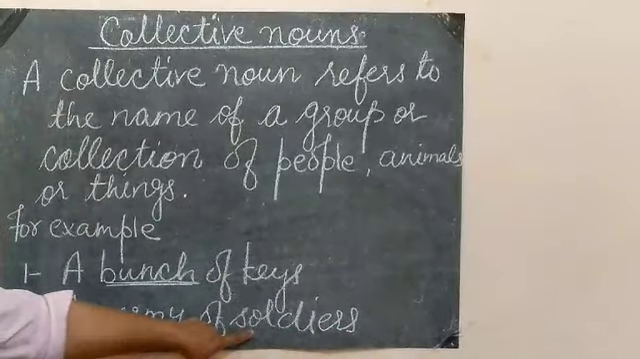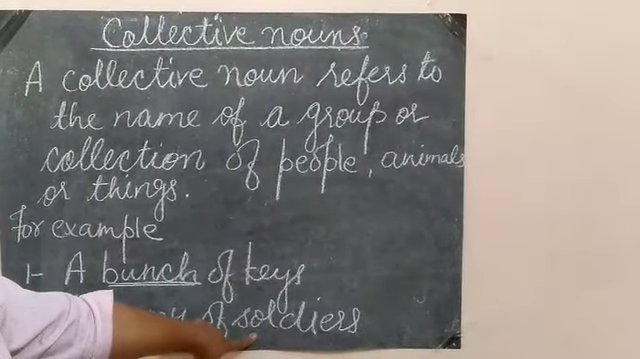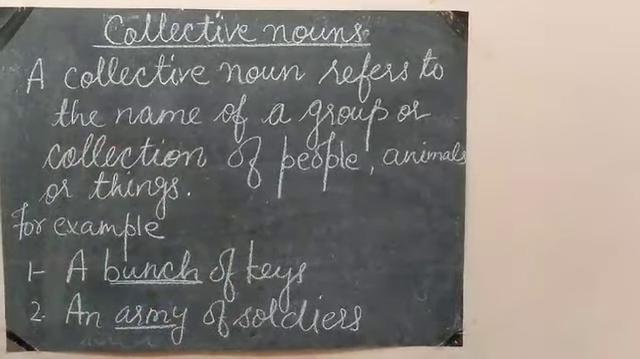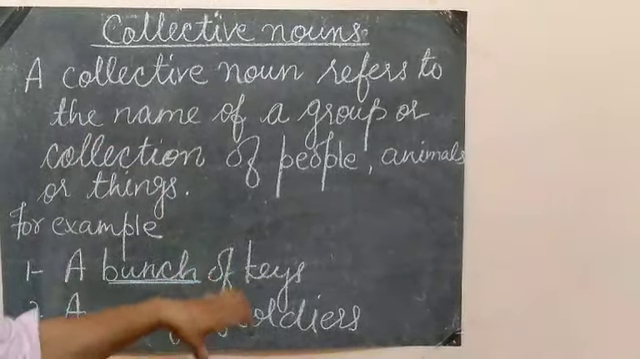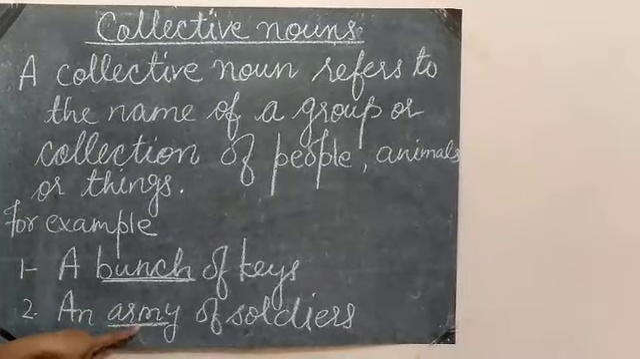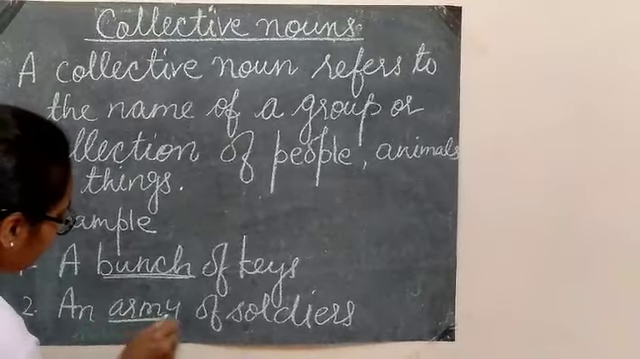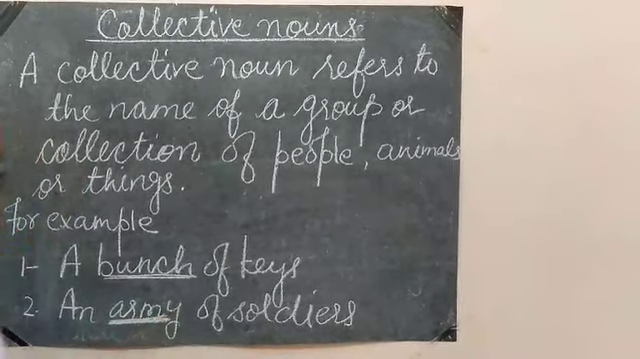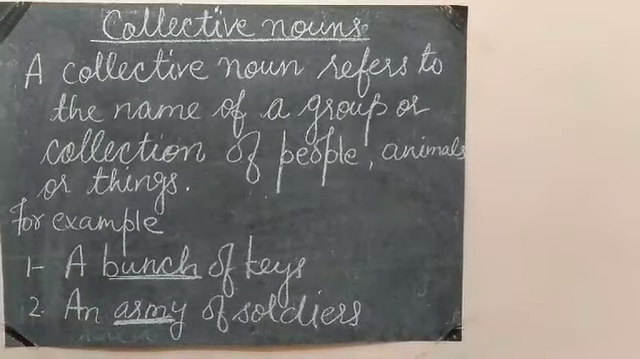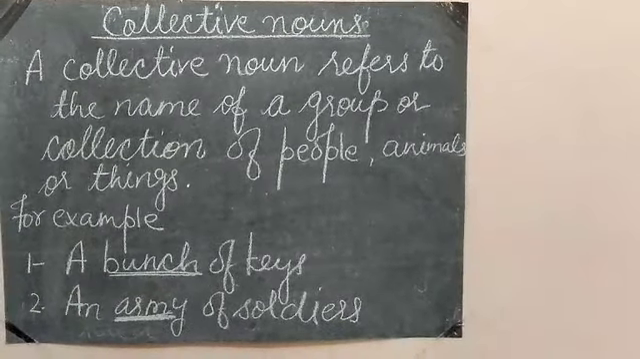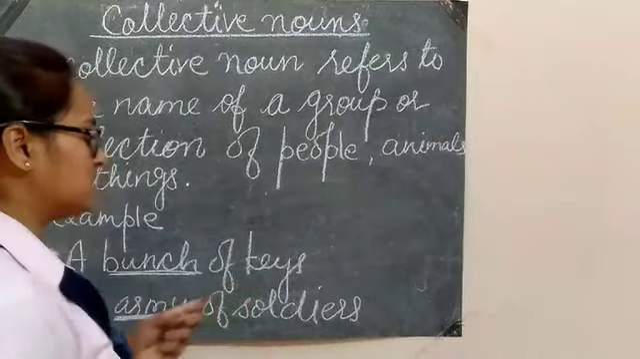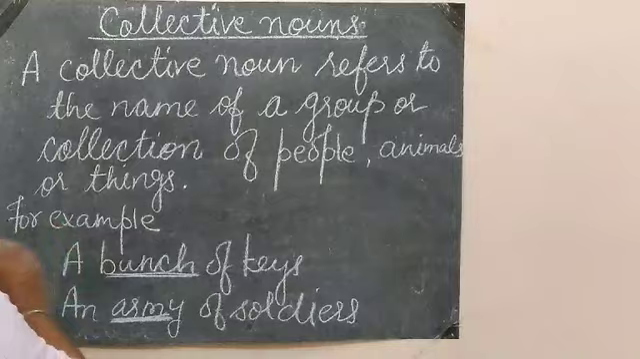Now the second. Here, soldiers. Soldiers are a common noun. A group of soldiers is called an army. So here, army is a collective noun. Clear, students? A group of common nouns is called a collective noun. I hope you understood.